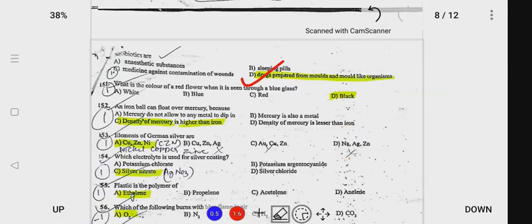Next, what is the color of red flowers in a blue glass? So the color is black.